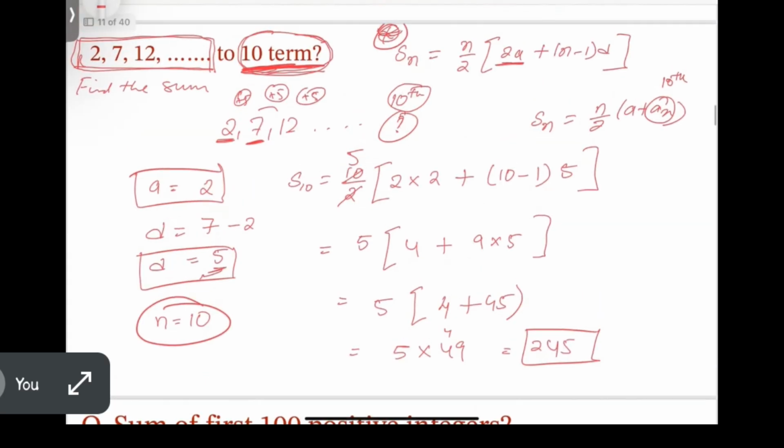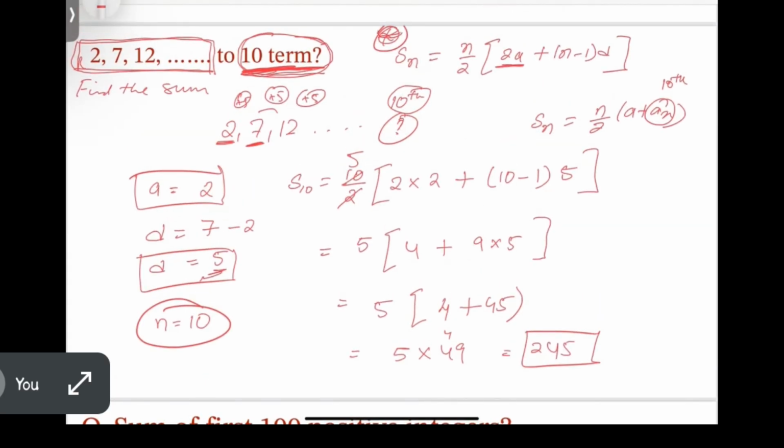That means the sum of the 10th term is nothing but 245. That means if you keep on adding each and every term here, till the 10th term, you will get 245. Are we clear with this?